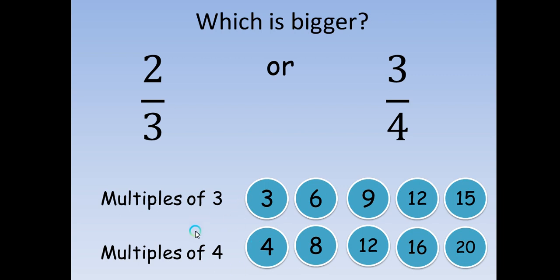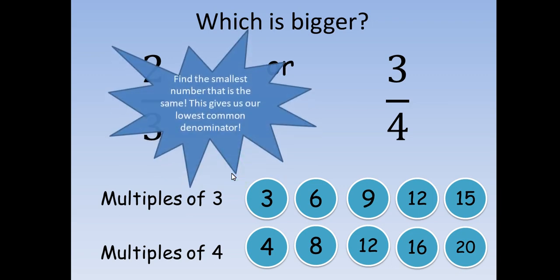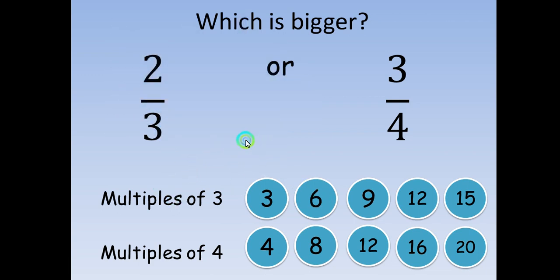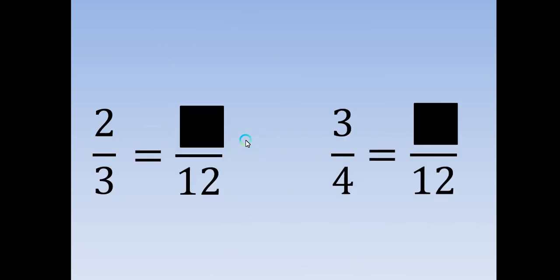Which number is common to the two of them? The common multiple, the lowest common multiple. We have 12. Very good. 12 is common to the two of them. So, what number can we use to multiply 3 that can give us 12?